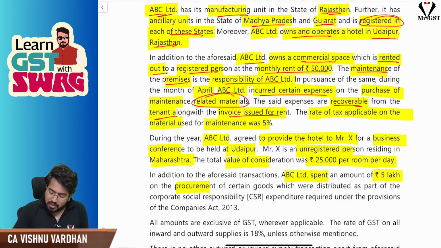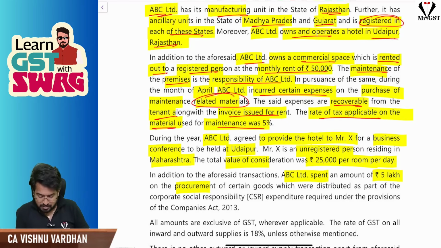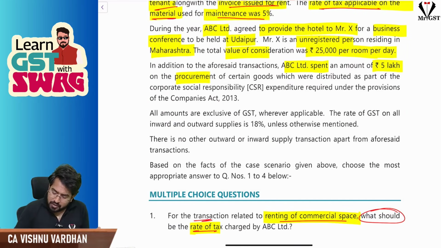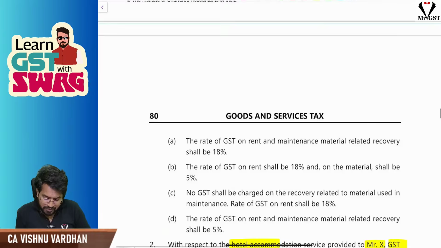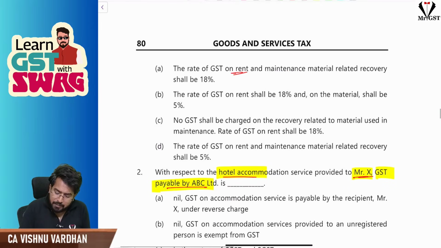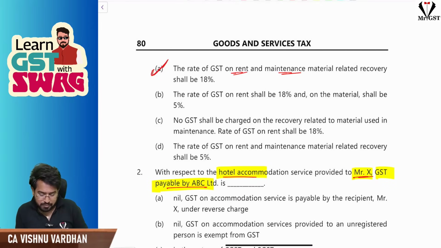For that purpose they are purchasing some materials also. The rate of tax applicable on the material used for maintenance is 5%. The rate of GST for all outward and inward supplies is 18% unless otherwise mentioned. We are purchasing some material for maintenance and providing it to the tenant, which is 5%, but rent is 18%. Renting the property and maintaining it is a composite supply, so obviously for both rent and maintenance, the GST rate applicable will be 18%. So that will be the option.